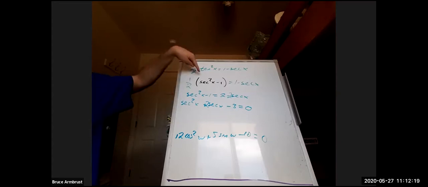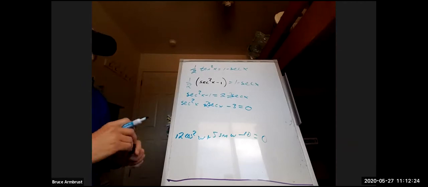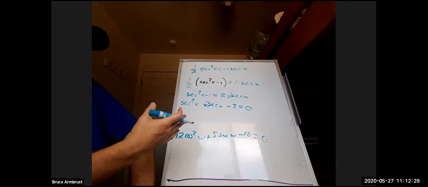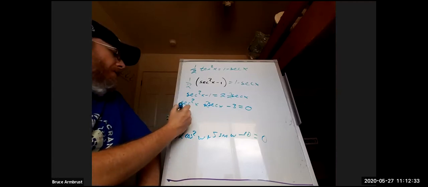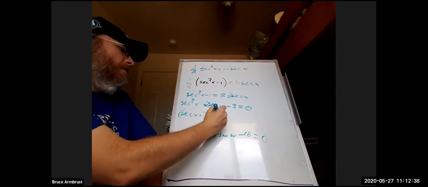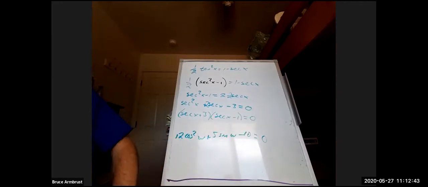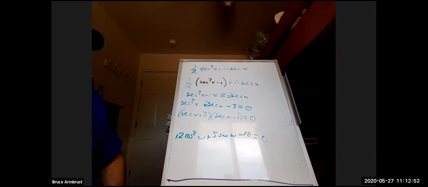So we did one identity step that brought us here, and now we're going to be able to factor. This thing's a quadratic form. If you let u equal secant, you can really see it. But I'm going to go ahead and just jump to the factoring. So this would factor as secant of x plus 3 times secant of x minus 1 equals 0. And the beauty of this is that now we can go ahead and get our secants solved.